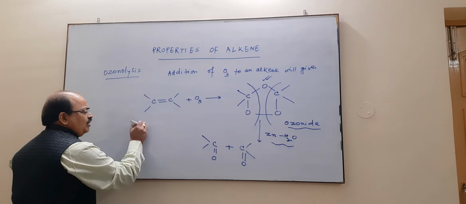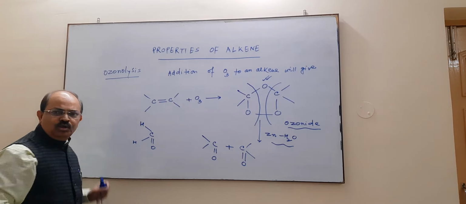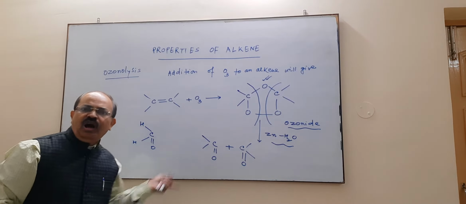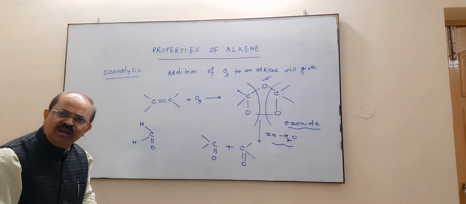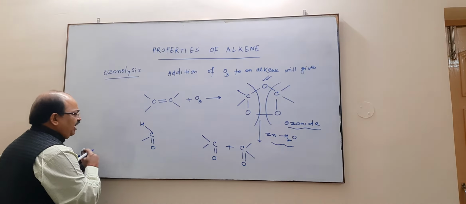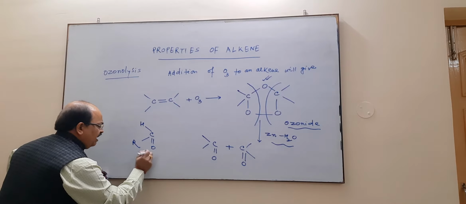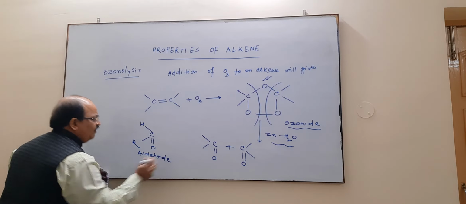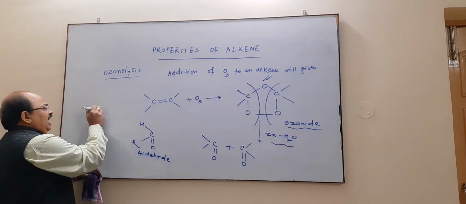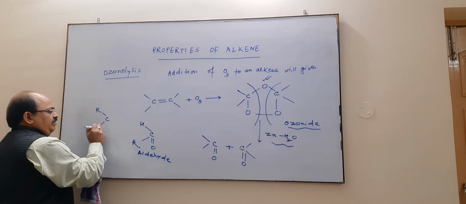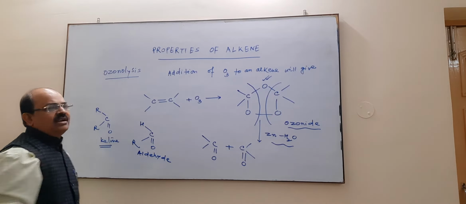Let us suppose if we have this type of group, if both places we have hydrogen, then it is your formaldehyde. If both places we have hydrogen, it is your formaldehyde. But if there is only one hydrogen and one is alkyl, you can say okay, then it is your aldehyde. But in both places we have R, suppose here also R and at this place also you put R, then you can say this product is your ketone.